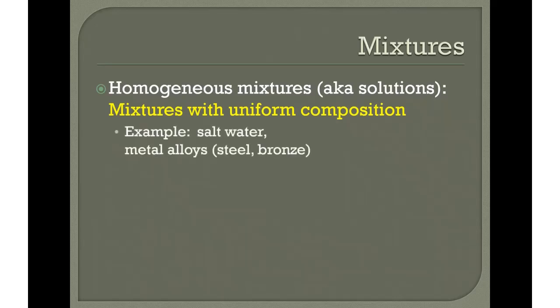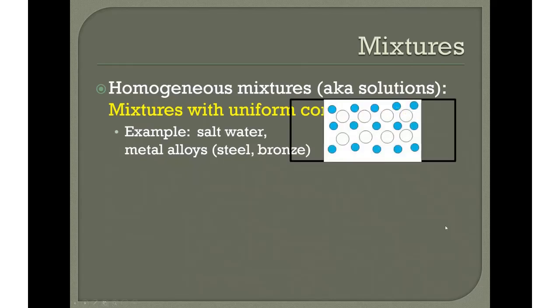So for example, if you have salt water, you can't tell, once the solid is dissolved, which part is salt and which part is water. For bronze, you can't tell which part is copper and which part is tin, right? Because those are the two metals that make up bronze, okay? So at a molecular level, homogeneous mixtures look something like this. It's uniform, right? It looks the same.